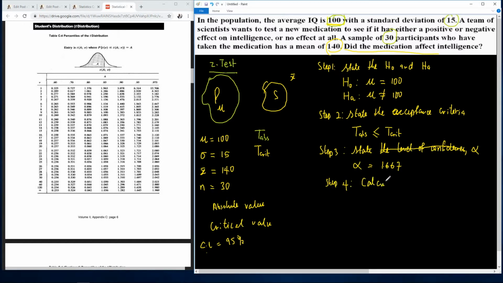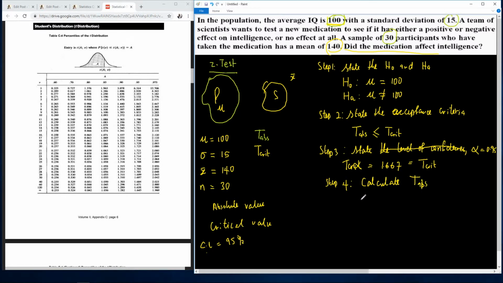Calculate t. So actually alpha is equal to 0.95. What we are calculating is t critical, right? So this is t critical. That is what we got from the table. So let's now calculate the absolute value of t.